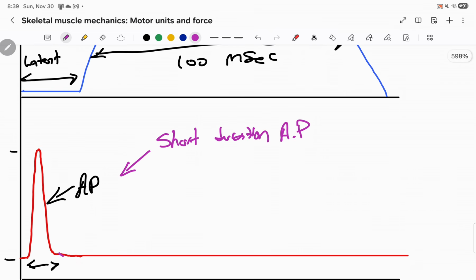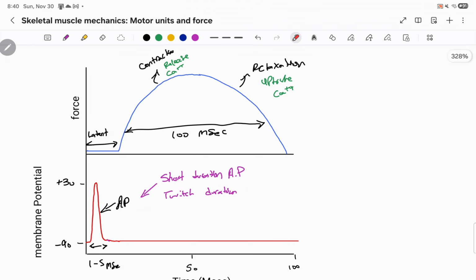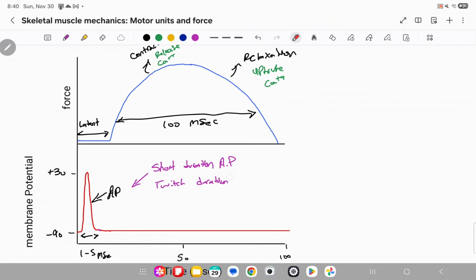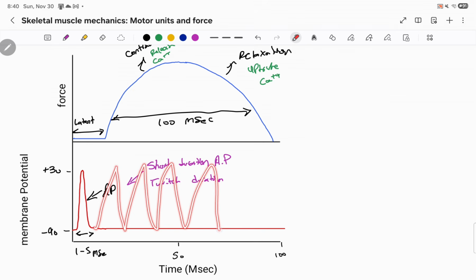The other thing is that the twitch duration itself is so long, around 100 milliseconds on average, that I can squeeze in a whole bunch more action potentials, because they last 1 millisecond. So I can squeeze in around 100, or maybe less, like 80 hertz. Hertz just means action potentials per second. Or sorry, maybe not 80 hertz because this is in milliseconds. But either way, I can squeeze in a whole bunch by the time this fiber relaxes.